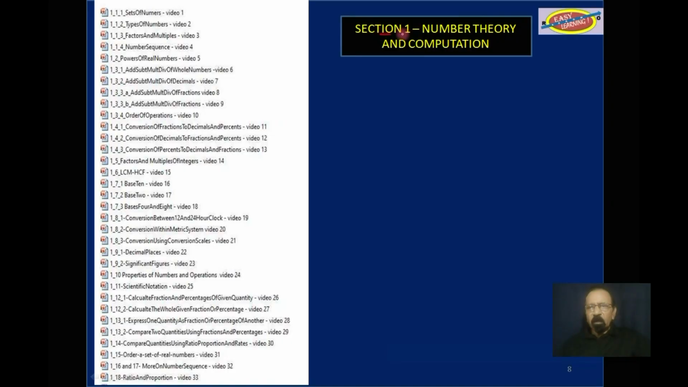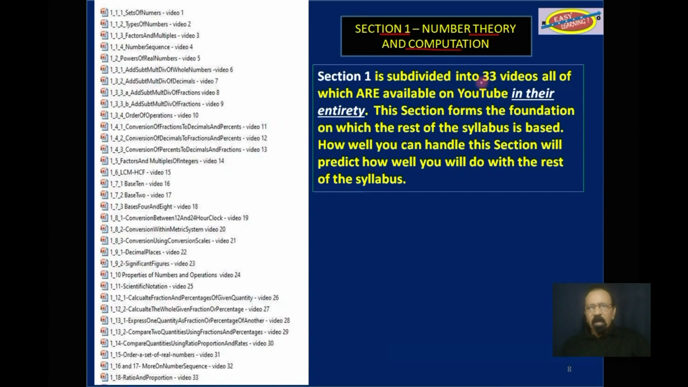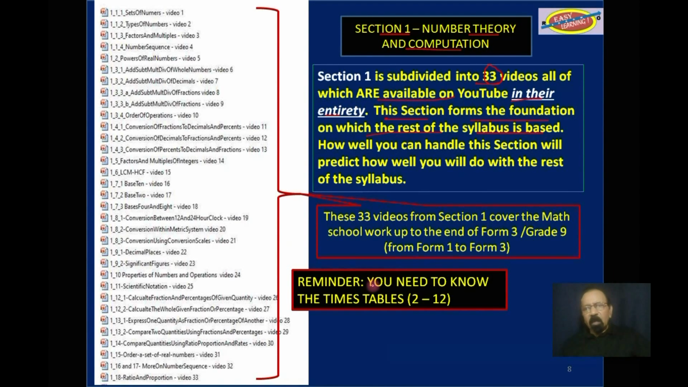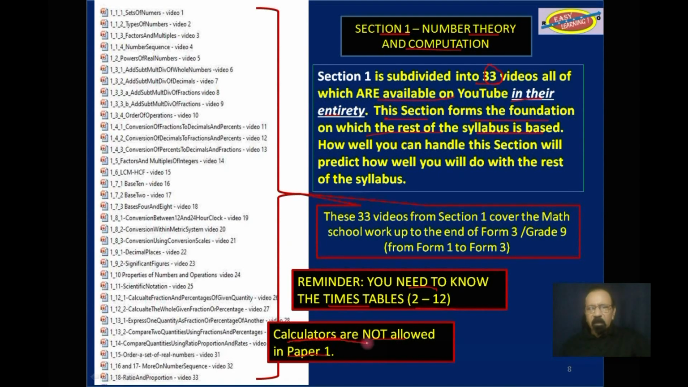Going back to section 1, number theory and computation. As I said, I have divided this into 33 videos and they are all available on YouTube in their entirety, especially since this section forms the foundation on which the rest of the syllabus is based. If you plan to write this exam for CSEC, please note that you need to know the times tables from 2 to 12, as calculators are not allowed in paper 1.